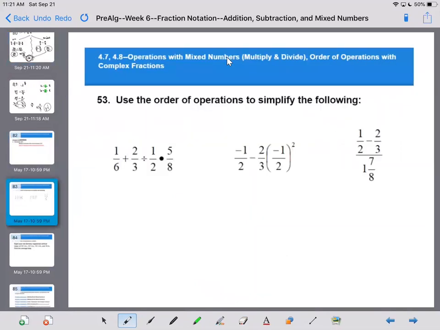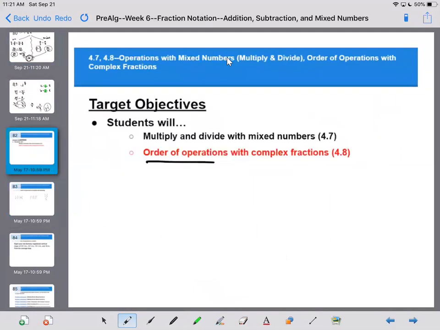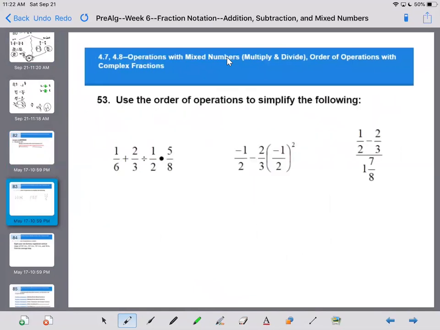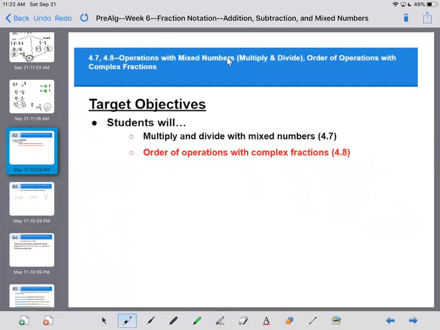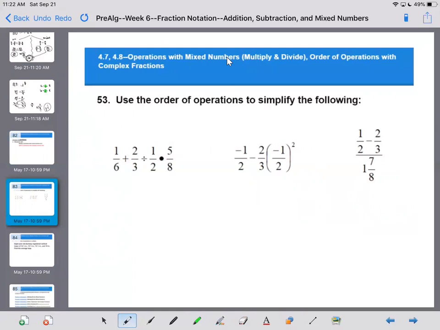Okay, if we're looking at order of operations, because the objective talks about order of operations with complex fractions. So when we do that, you're looking left to right like you did in exam 1 with your order of operations, but we're dealing with fractions now. So I've got addition, division, and multiplication. So what am I going to do first? I'm going to do the division first. So 2 thirds divided by 1/2.